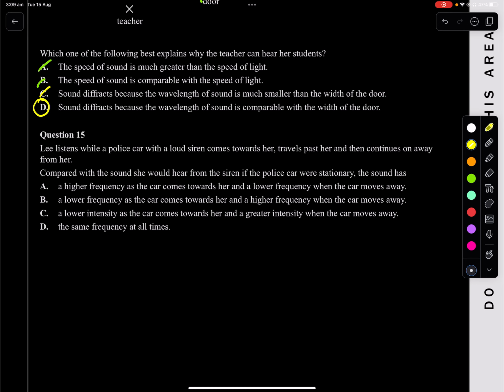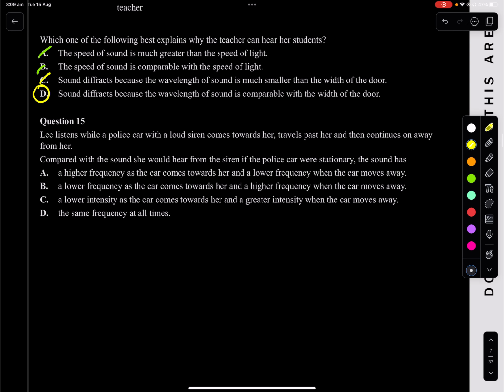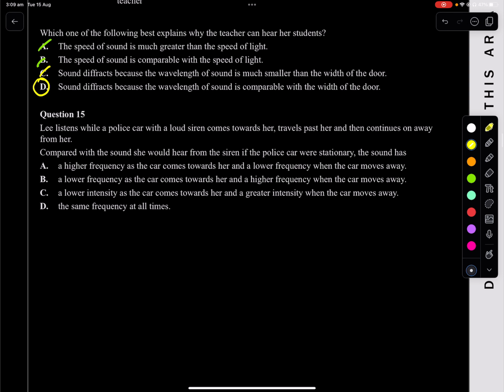But here it says, Lee listens with a police car with a loud siren coming towards her, traveling past her and then continuing on her way, away from her. Compared with the sound she would hear from the siren if the police car was stationary, the sound... Okay, so if the police car was stationary, the frequency is constant. Let's say it was next to her and it's the same sound. The frequency is the same.